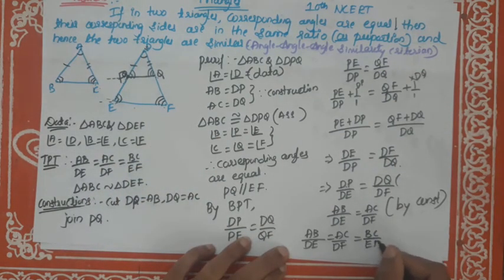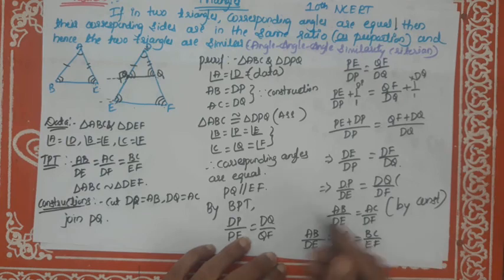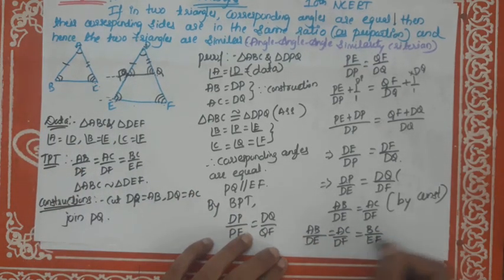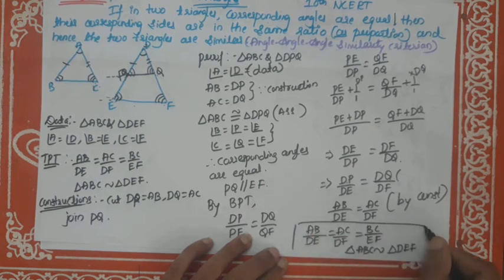If the sides are in the same proportion, then automatically these two triangles are similar. That is, triangle ABC is similar to triangle DEF. Hence the theorem has been proved.